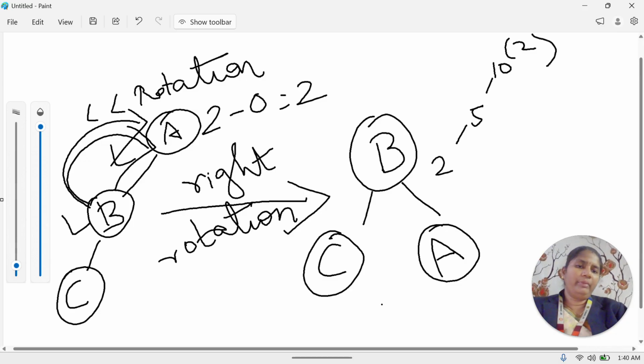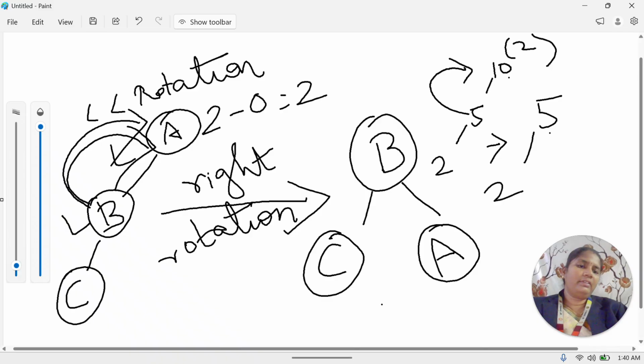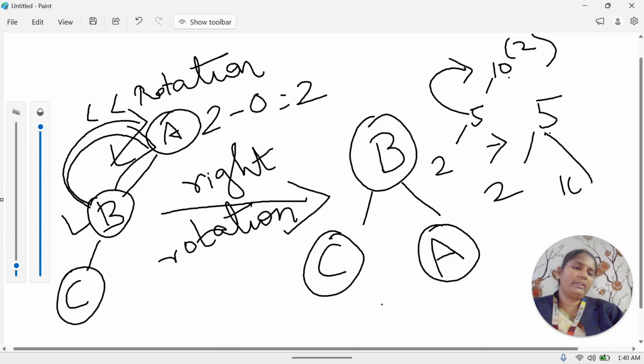Now we are going to make a right rotation at element 5. So 5 comes at the center, so the left side will be the same. So 10 is always greater than 5, so it will come under here. So this is the first one, left rotation.